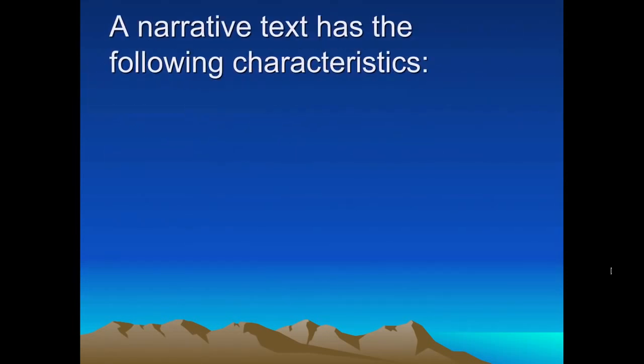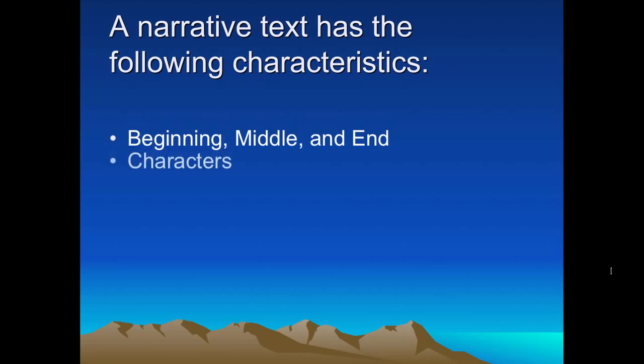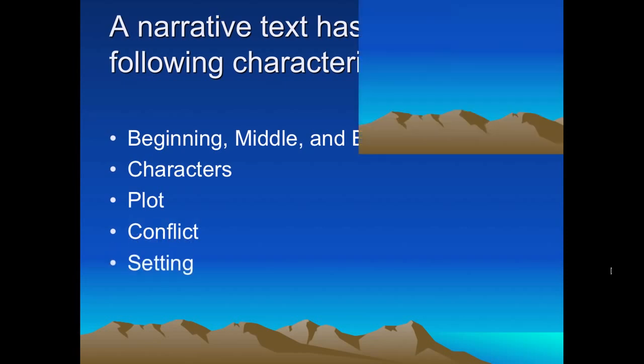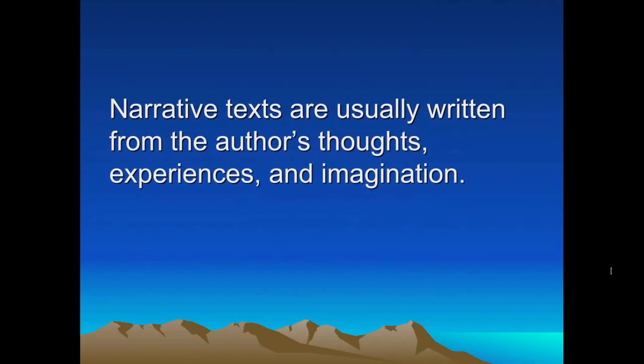A narrative text has the following characteristics while it's telling the story. There's a beginning, a middle, and an end. There are characters, there's a plot, there's usually a conflict or a problem, and finally there's a setting. Narrative texts are usually written from the author's thoughts, experiences, and imagination.